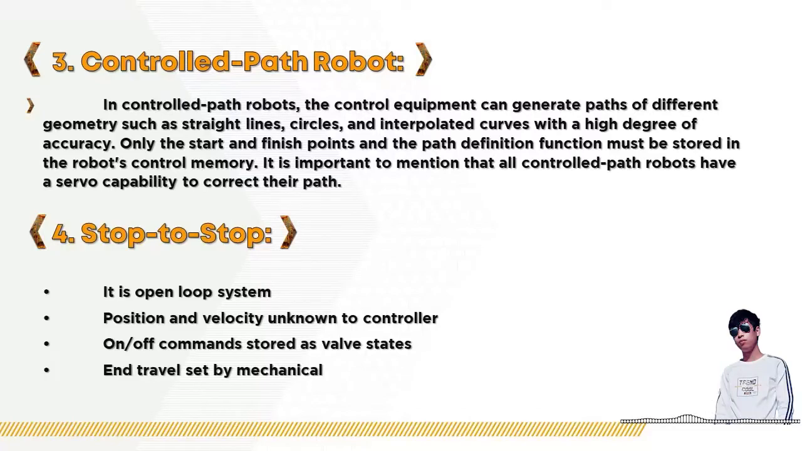Last is the stop-to-stop. It is an open-loop system. Position and velocity are unknown to the controller. On and off commands are stored as valve states. And travel is set by mechanical stops.